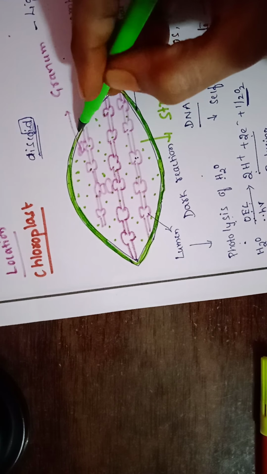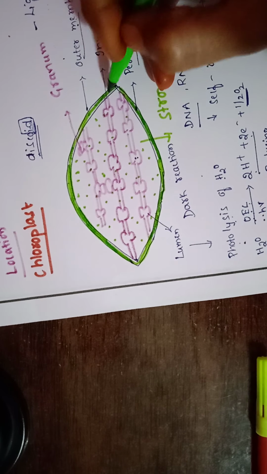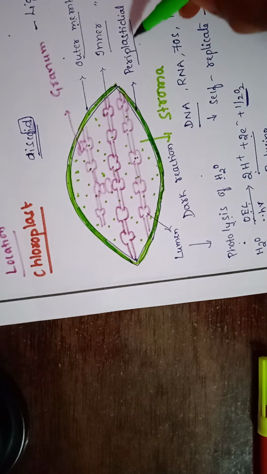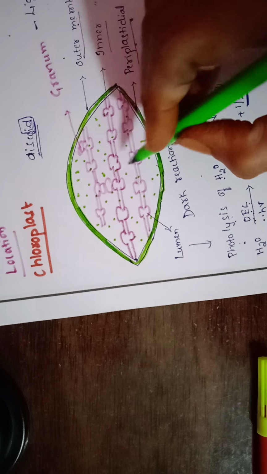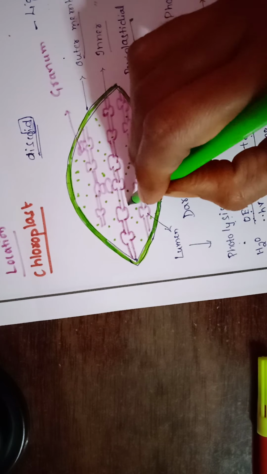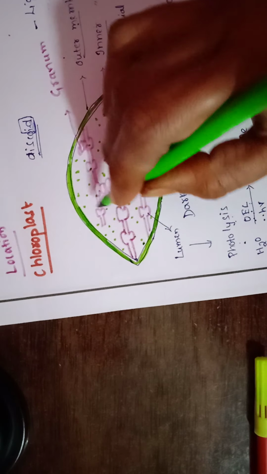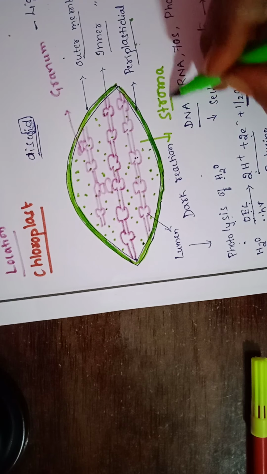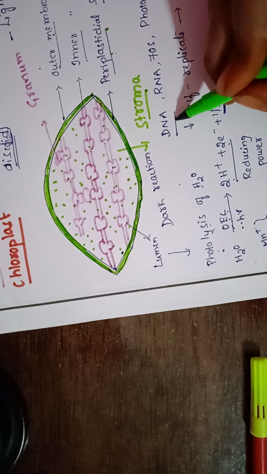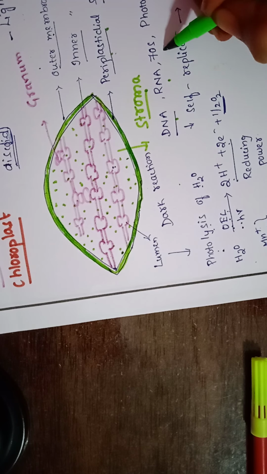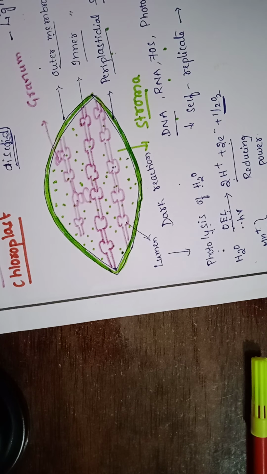Plastids are of 3 types, as we know. This green colored space is called the periplastidial space, measuring about 10 nanometers. Then inside the inner membrane we can see this matrix, this dotted structure. The matrix is called the stroma. Within the stroma region, DNA, RNA, 70S ribosomes and various photosynthetic enzymes are present.